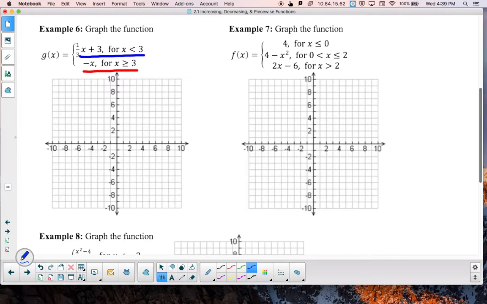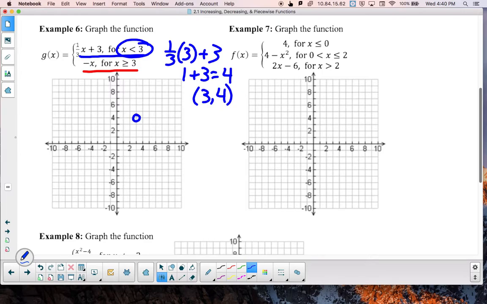So let's see what our top equation gives us when we plug in 3. So we take 1/3 times 3 plus 3. So 1/3 times 3 is 1 plus 3, which is 4. And so we want to plot the point 3, 4. But since x is strictly less than 3, that means that we're going to have an open circle at the point 3, 4. We can also then graph this by going down 1 and to the left 3, or we also know that our y-intercept is at 3, and then we can draw this line.